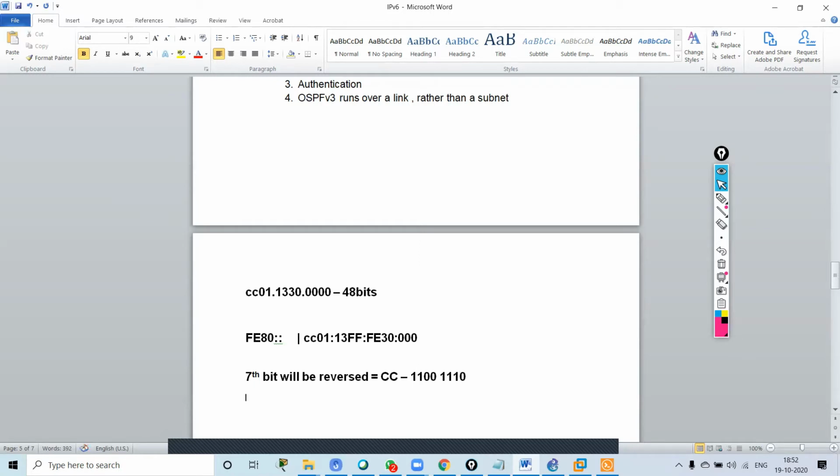Now what is the output of this? This is 14: 8 plus 4 is 12, plus 2 is 14. And 14 is E. Now my address becomes like this. The EUI format address becomes CE. This will be my link local address.